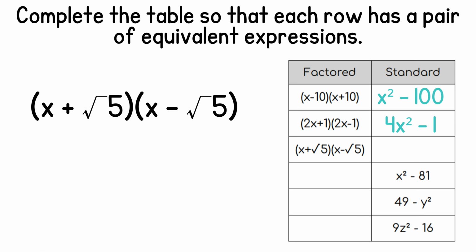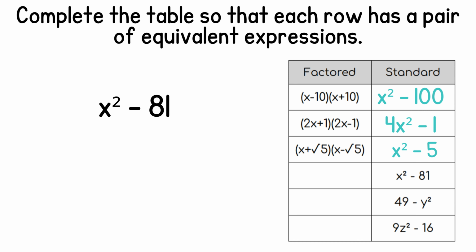Now let's look at x plus the square root of 5 times x minus the square root of 5. This time a is x, and b is the square root of 5. So we can write this as x squared minus the square root of 5 squared. When we square a square root, it will give us a whole number under that radical, so this can simplify to x squared minus 5.